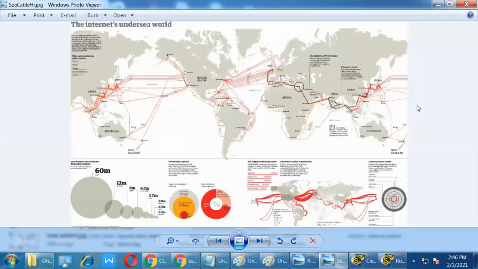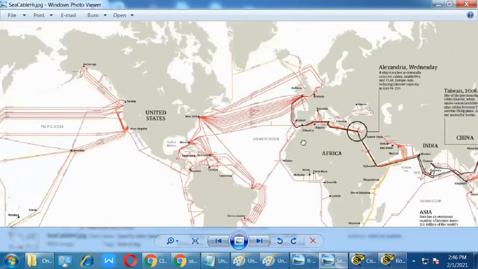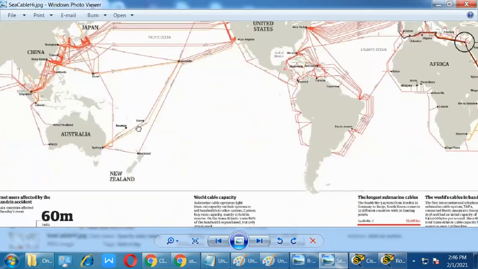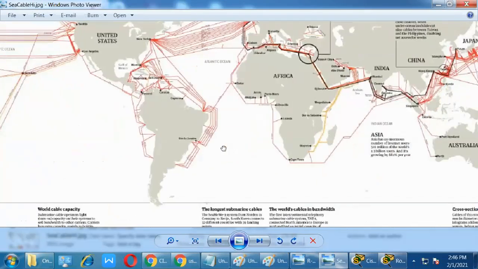See here, these things, are you able to see? Yes, sir, we are able to see. This is the cabling, and this cabling covers the complete under-the-sea world.